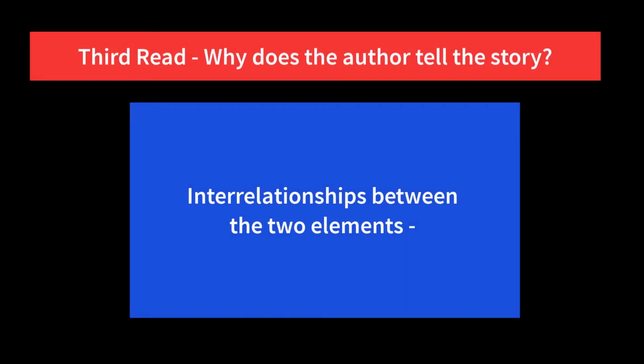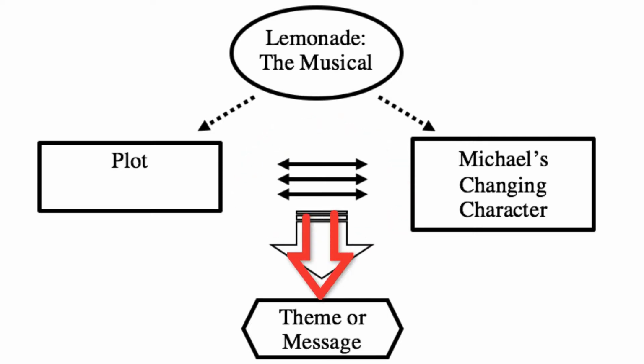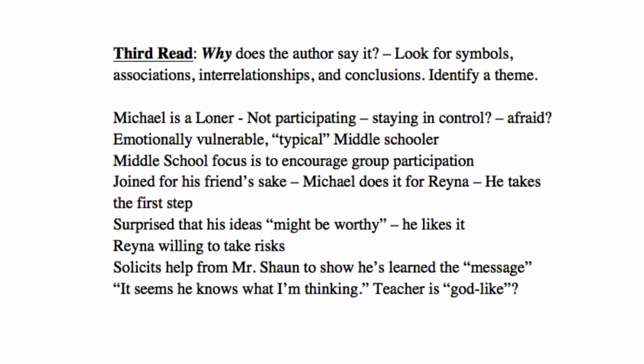You're going to read the text a third time. Now your purpose is to figure out why the author wrote the story. You do this by finding the interrelationships between the plot elements and Michael's character change. These ideas about how Michael changes are part of a larger message that the author wants to tell, a theme. So you're looking for the interrelationships between what happens to Michael and his change of character. Then, using that information, identify an author's theme.